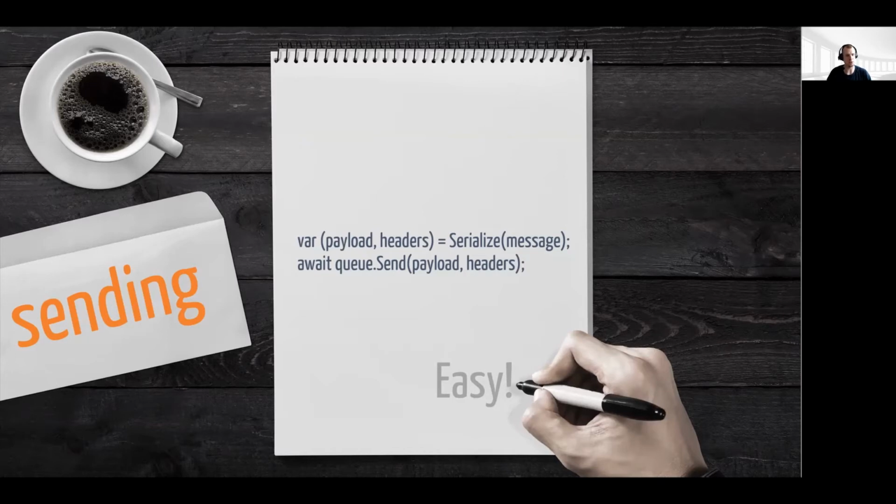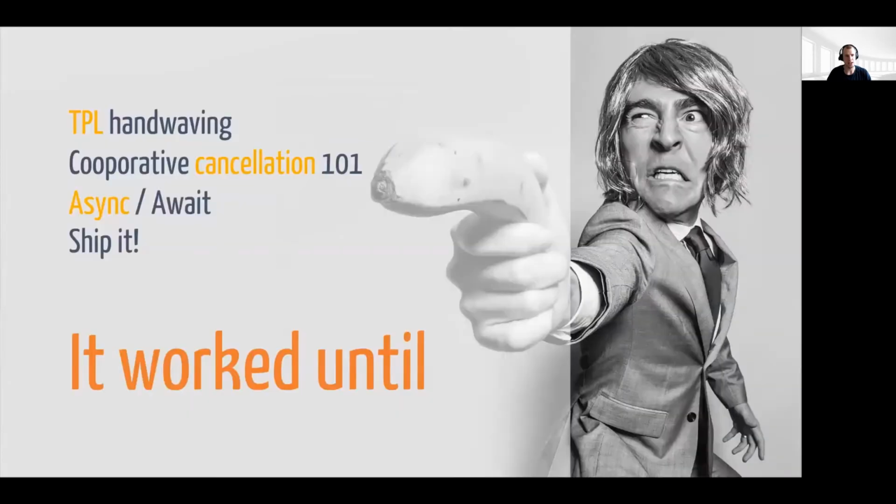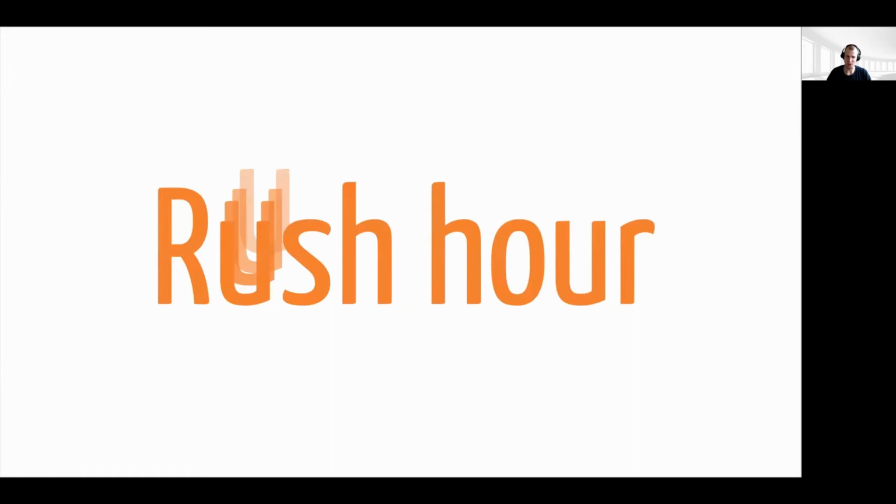So let's recap what we just saw in the previous code, so that hopefully you can remember the high-level points after we dove a little bit deeper into the TPL and C# stuff. So what we can say is, with a little bit of TPL hand-waving, some cooperative task cancellation 101, and some async sprinkle magic, we have been able to build a good and robust message pump that really works continuously until something interesting happens. Well, the rush hour.